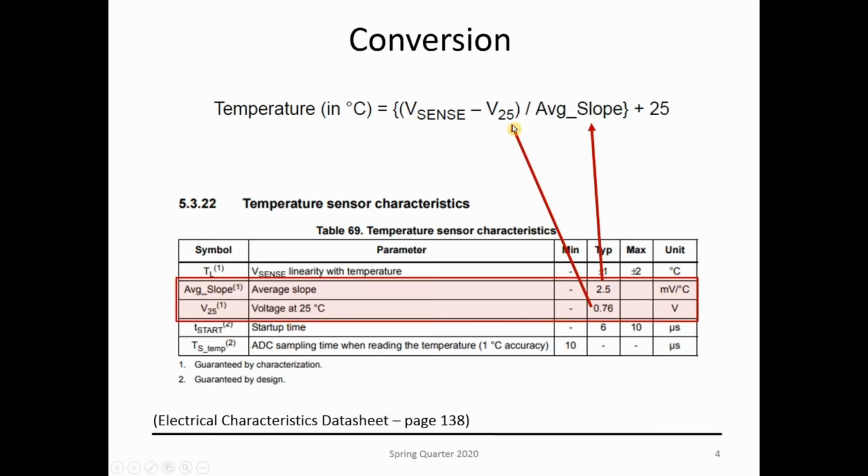Those parameters that you see over here, the V25 and the average slope, are not in the datasheet that we have been using. You need to go to a different datasheet that is available on Canvas, called the Electrical Characteristics Datasheet, page 138. They give you these parameters that are going to be plugged into this formula.